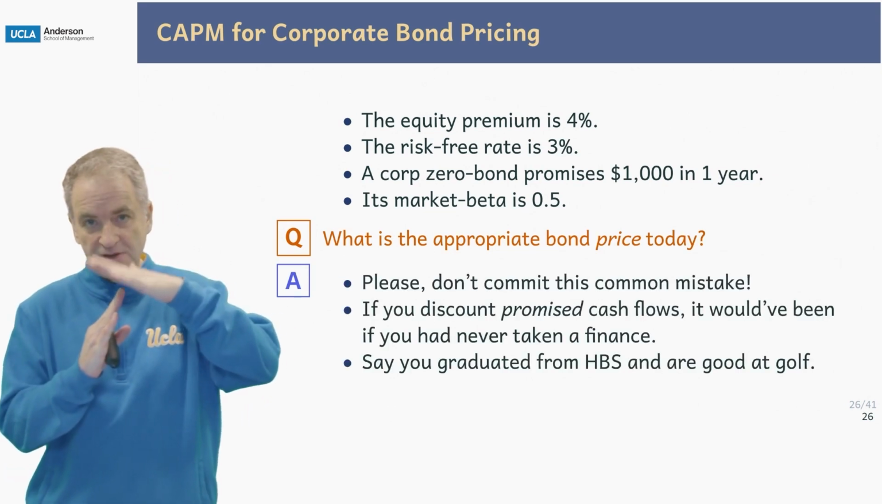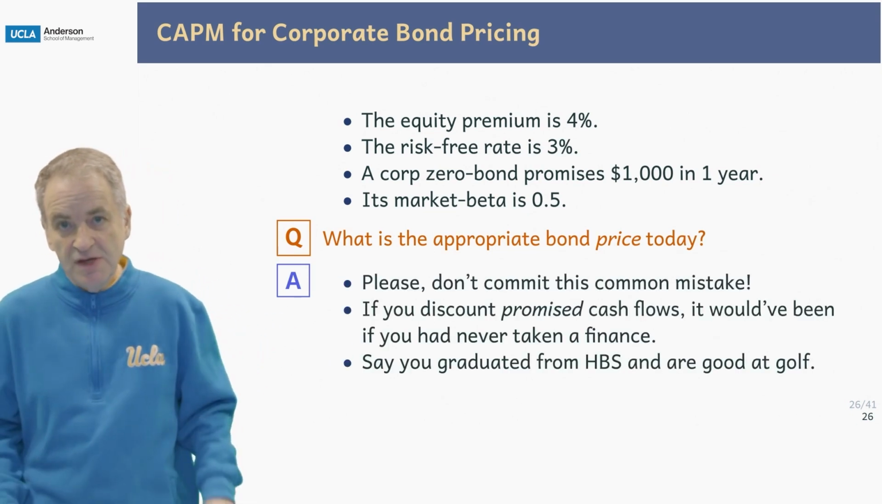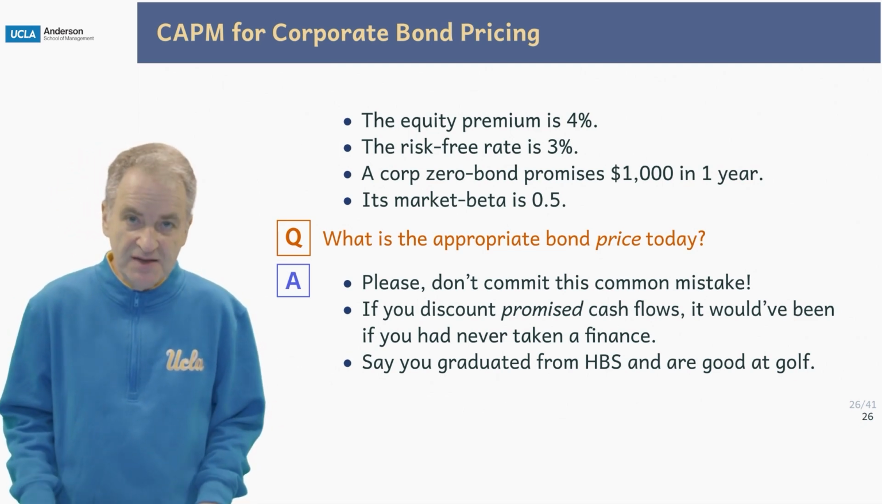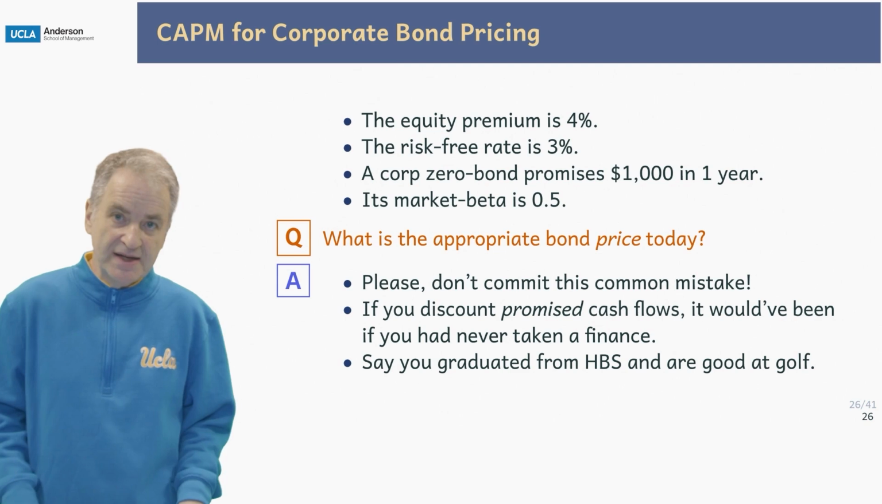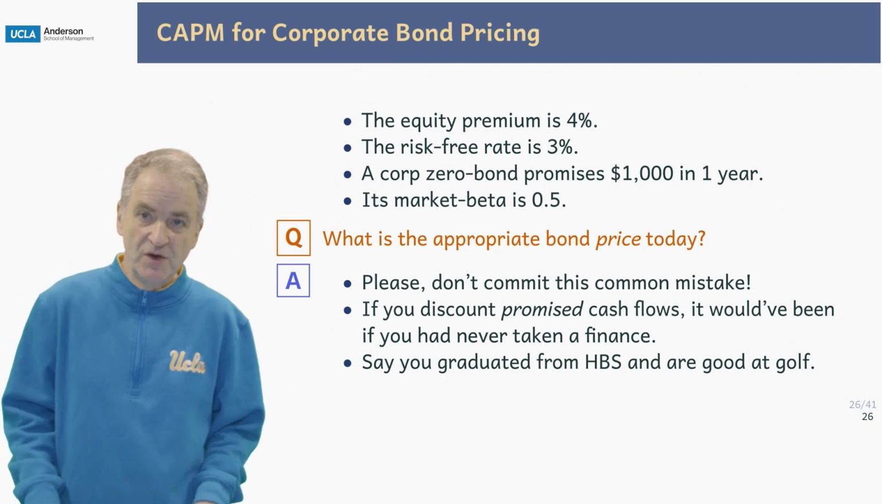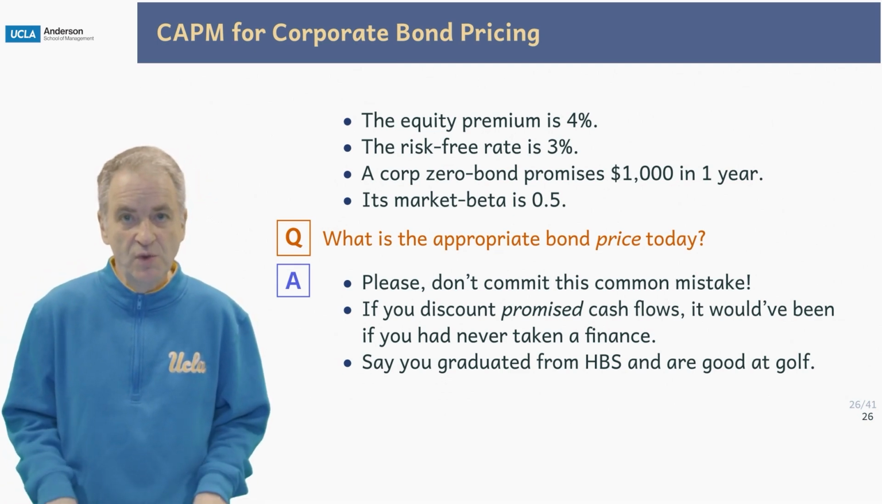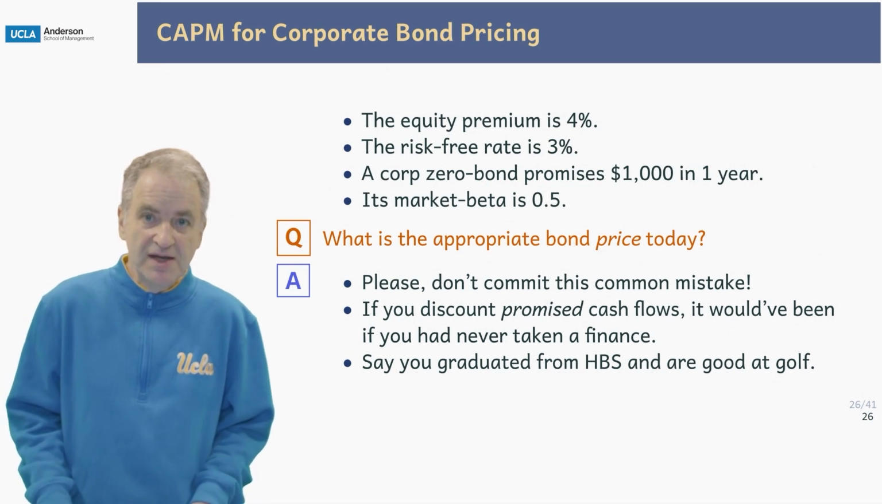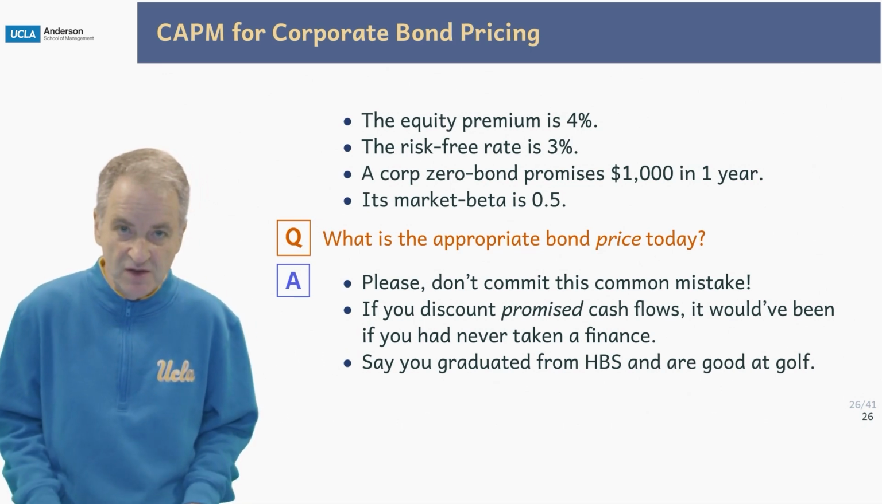Time out. Time out. Watch this. Do not commit this very, very common mistake. The price of the bond has to reflect the promised cash flow, and we don't know what that is. So the CAPM gives you the expected rate of return. It does not give you the promised rate of return.